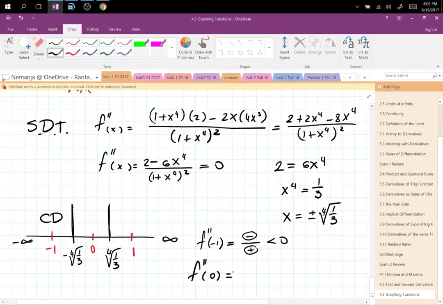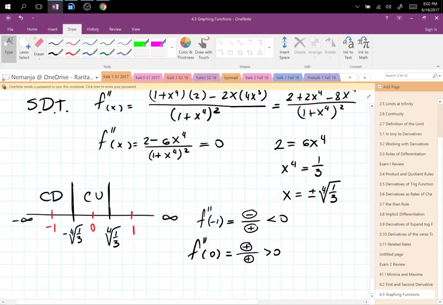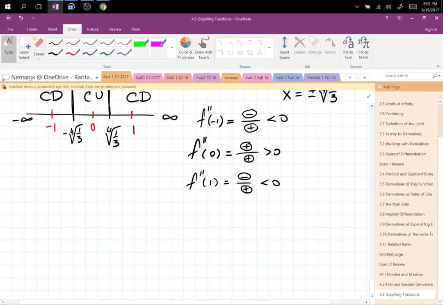When I compute at 0, I have concave up, because that's just going to be positive, which is 2 divided by plus, right? And then the last part is at positive 1. When I do the positive 1, I get negative divided by a positive. They don't always alternate. Be careful about that. In this case, they did. Nice. So let's graph.